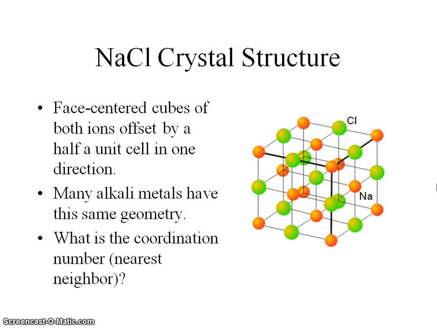Now you can see here the sodium chloride crystal structure. Face centered cubes of both ions offset by a unit cell in one direction. Many alkali metal halides have this same geometry. And what is the coordination number? Nearest neighbors, you can see here.